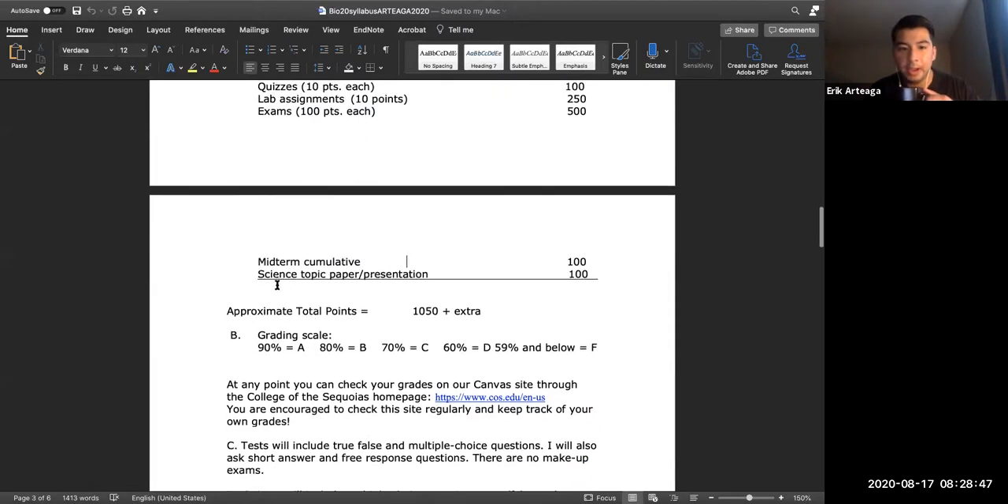Okay. Science topic and paper. So this is kind of the big one that you won't get a lot of information for right now. I'll talk to you maybe a third way through the semester. I'll talk about this a bit, but you will have a paper that's due right around 1,000 words to 1,500 words. So small paper with a presentation.